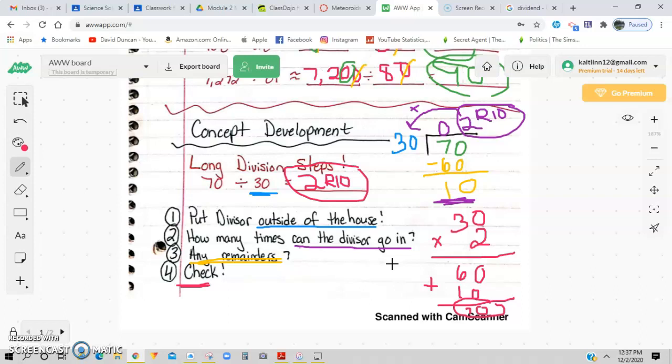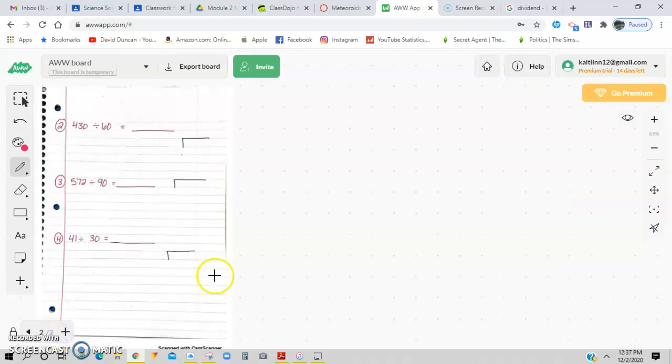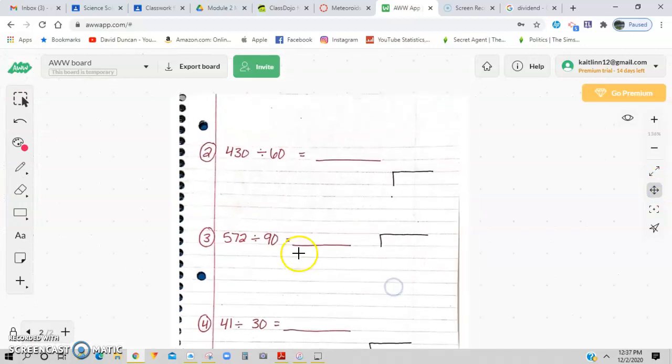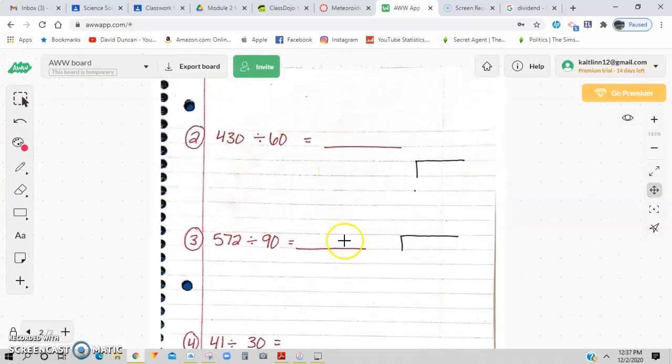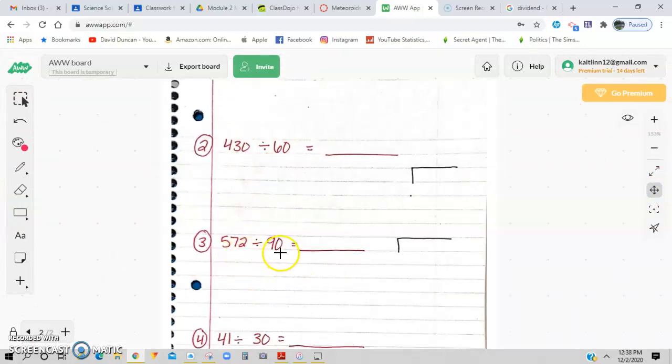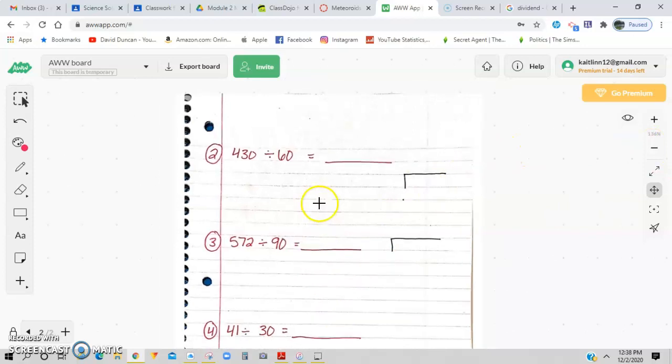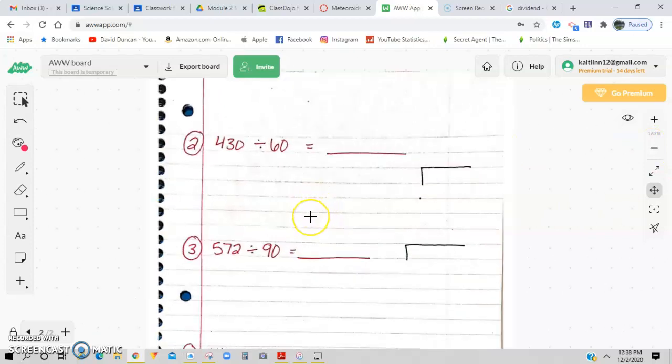I'm going to go to the next page. If we go to the next page, I have 3 more long division problems that we are going to work on today. I have 430 divided by 60, 572 divided by 90, 41 divided by 30. We're going to solve these 3 together, and then I'm going to explain your exit ticket today.